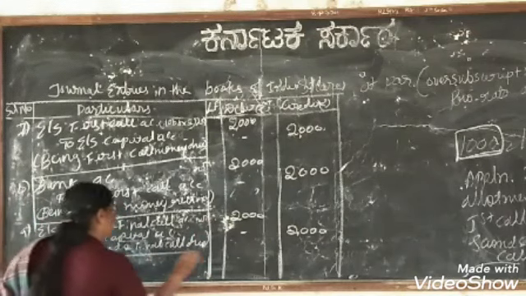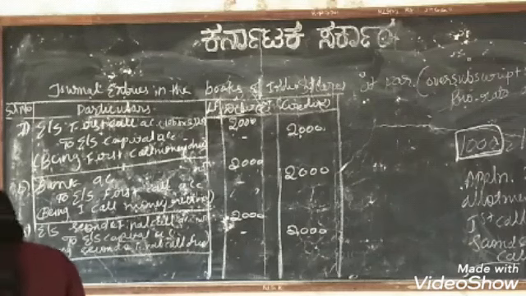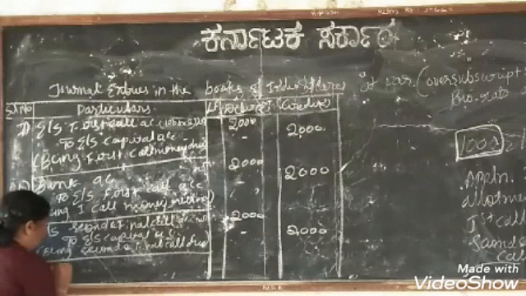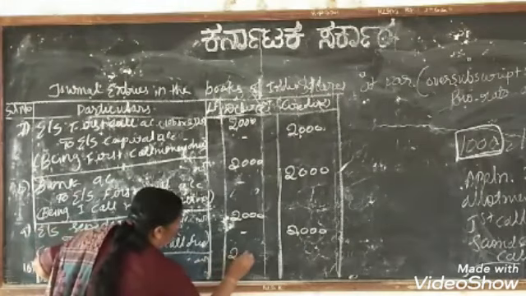Then the last entry is for the receipt. So when we receive, bank account is to be debited. Bank account debit, 2,000.